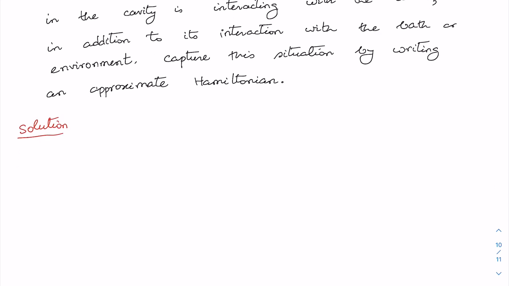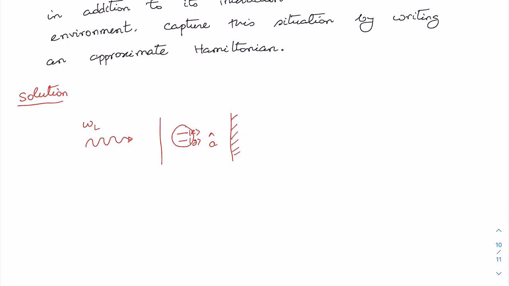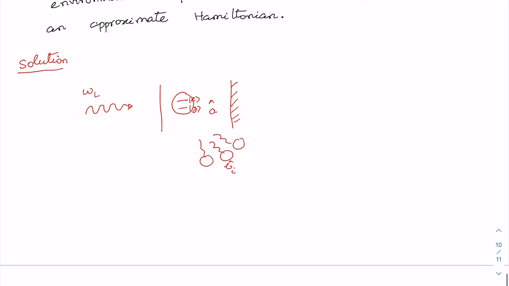So we have this situation, we have this Fabry-Perot cavity, and this cavity is driven by an external laser with frequency omega L, and we have a two-level atom inside the cavity. It has energy levels, the ket e and ket g, and we have an optical mode inside it. Let me represent it by a cap. In addition, this mode is interacting with the bath, and as you know, we can model the bath as a collection of harmonic oscillators. Each bath oscillator can be represented by an operator b i cap. Now let me write down the Hamiltonian term by term.